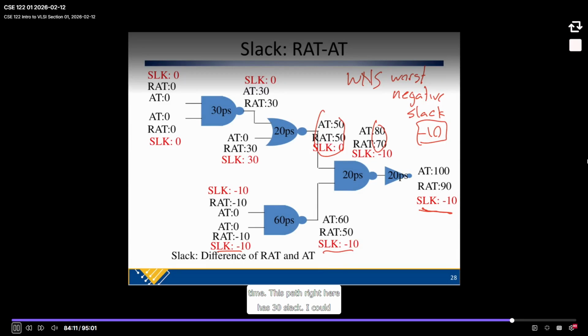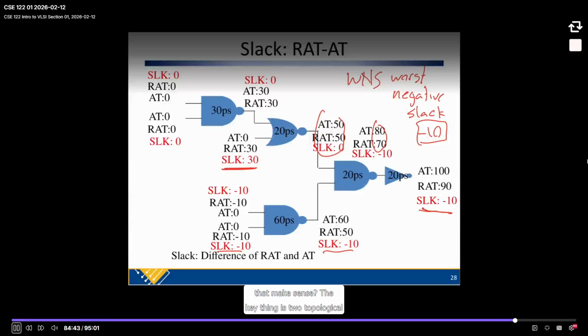This path right here has 30 slack. I could delay that input 30 time units and it would not affect the performance of the circuit. That's great. If I want to add logic or do something, I can do that there. Yeah, so this gives you a bunch of insight. Now when you want to do optimization, it can also sort these things based on slack and then try to change and improve parts of the circuit that have that slack.